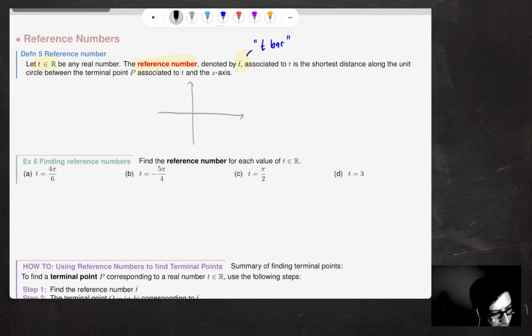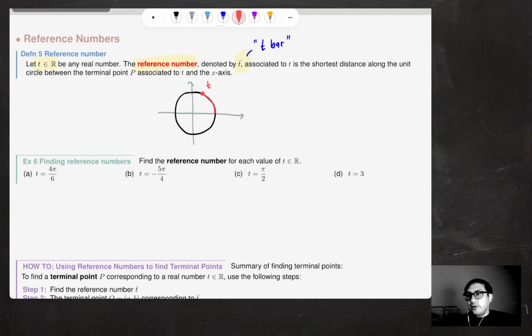As always, let's draw a quick unit circle, and let's draw a few examples here. So if this is the t, remember, literally it's the wet noodle, so it's that arc. Of course, I'm not going to draw it every single time. So then what is t bar? It is the shortest distance along the unit circle between the terminal point associated to t. Technically the t is the real number. The terminal point is the P here.